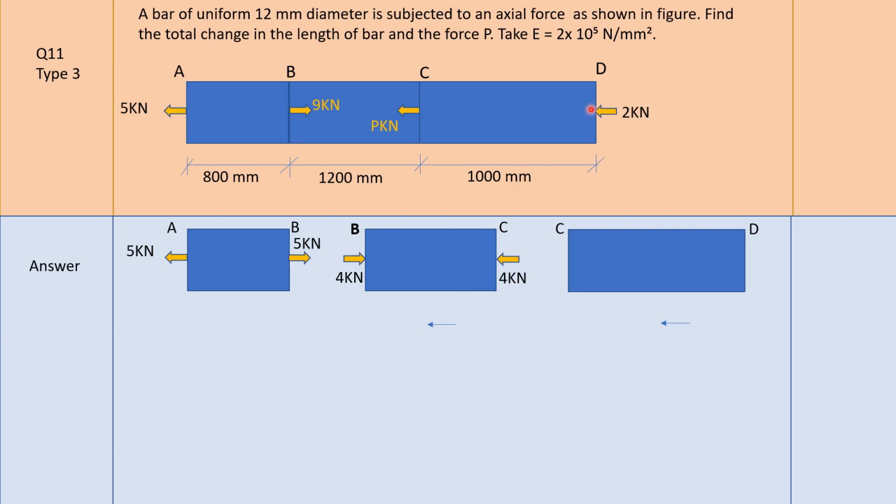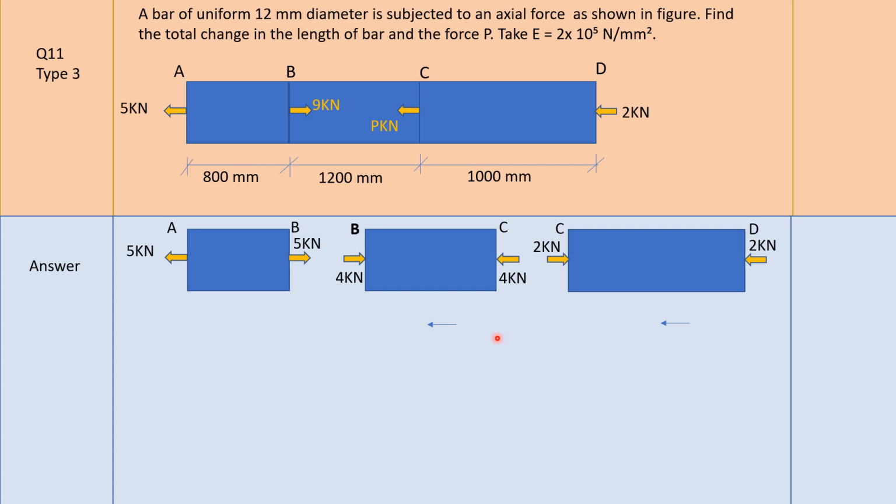Now let us show this force 2 kilonewton at D here as it is given. So 2 kilonewton force and this is a pushing force. So now for CD to be in equilibrium, here a pushing force again of 2 kilonewton must act. Then only CD will be in equilibrium. So here I am showing a pushing force of 2 kilonewton. So now my CD is in equilibrium. These two and these two, they balance each other and CD is in equilibrium.